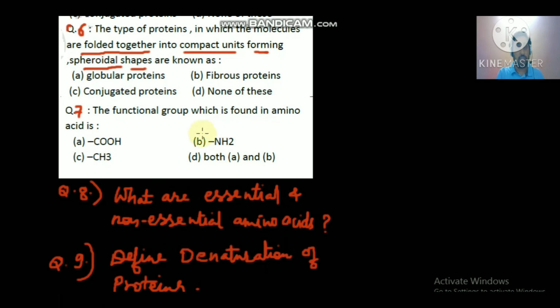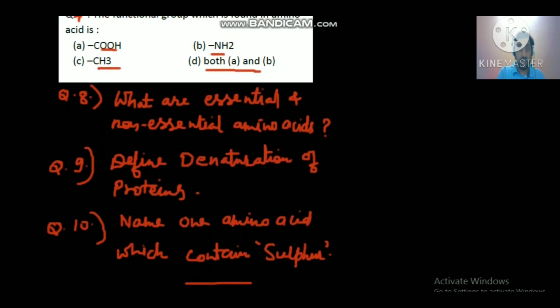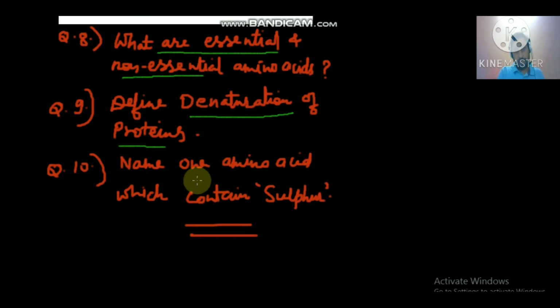The functional group which is found in amino acids. So you can see whether this one, both A and B. Okay. So the functional group which is there. Now question number 8: what are essential and non-essential amino acids? We discussed this recently, answer these with examples. Okay. Now define denaturation of proteins. I discussed it just shortly back, so you can go back and try to find the answer. Name one amino acid which contains sulfur. Again you will find it in the different types of amino acids, in the examples of that.